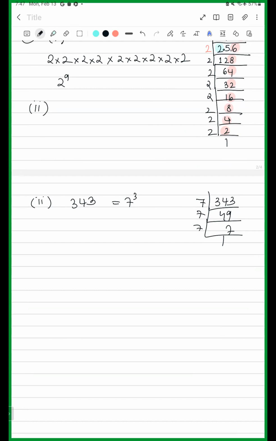The third question, 729, will it be divisible by 3? Yes, very good. So you can start with 3. So what will we do here? 729 divisible by 3.